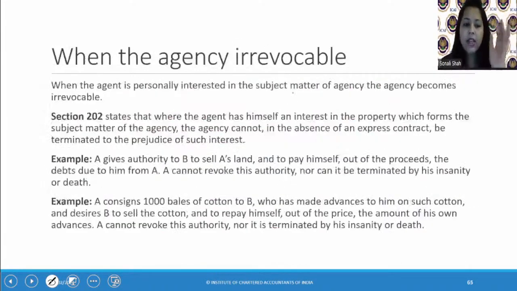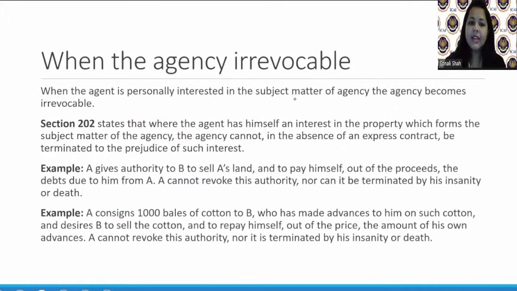So are we good till here? Are we clear till here, guys? Is this clear? Or any confusion? Please say yes or no.